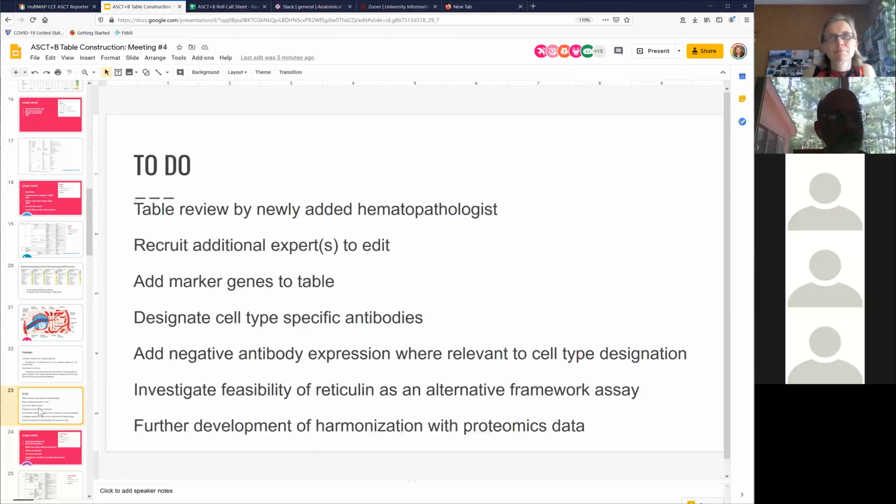And then we have a pretty long to-do list going here. We have just replaced the pathologist that we were using to read out our tissue with an actual hematopathologist, so I want him to hopefully review the table in the short term. We really need to recruit additional experts to help with editing. I don't consider myself an expert in the spleen. Basically what you have here comes from a pretty exhaustive literature search, so it would be great to be able to pull some more people in.